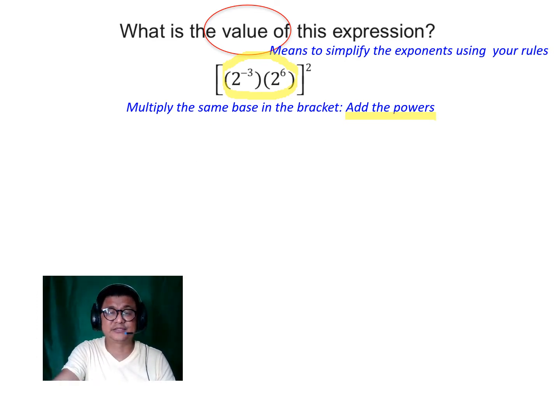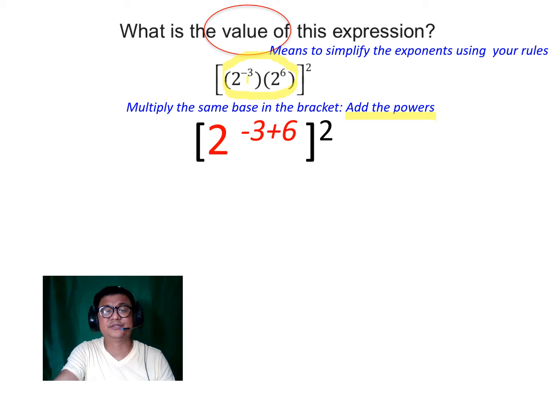Yes, you add the exponents. So write down the negative 3, write down the positive 6. Let's add them up. Oh, by the way, the bracket, we're not using it yet. Copy it down. The bracket and the square are not used yet. Okay, so these two I can now add. That becomes 2 to the positive 3. But you're not yet done.